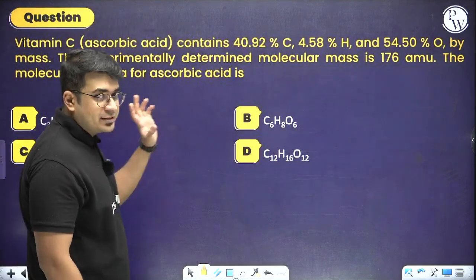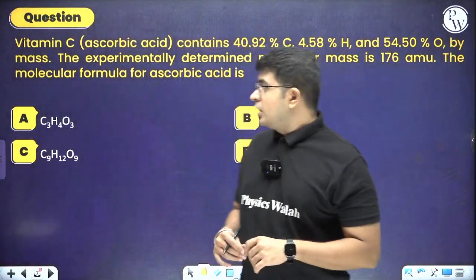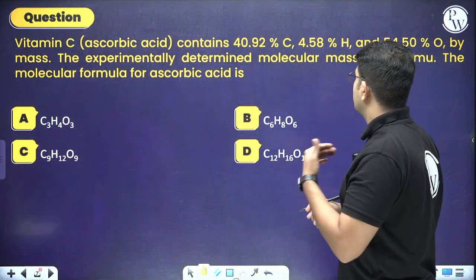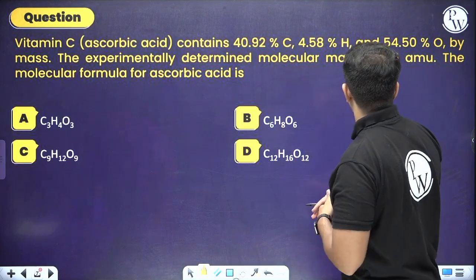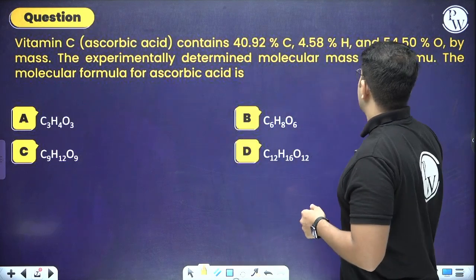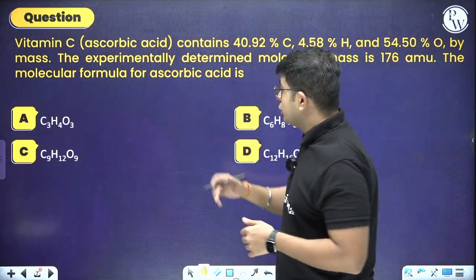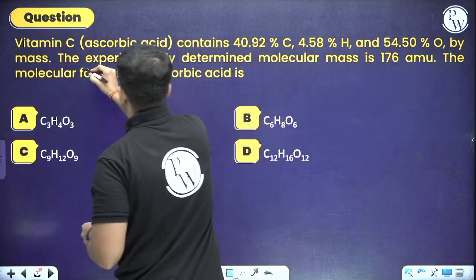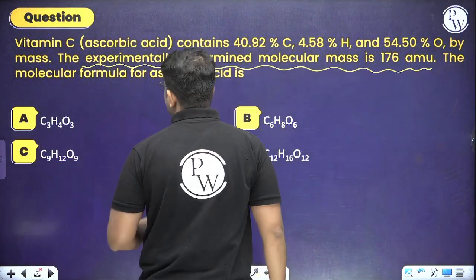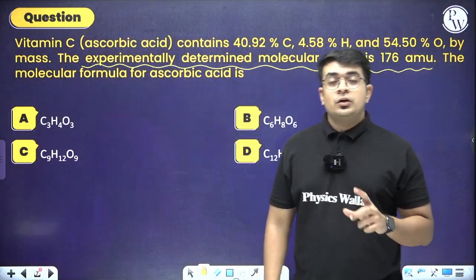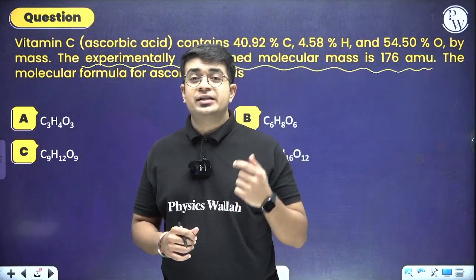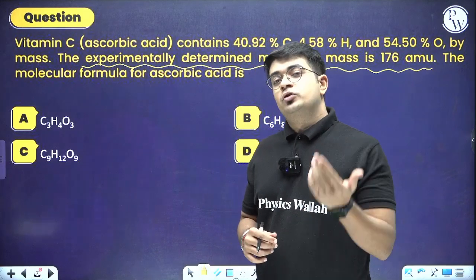Now, talking about the same question which we were discussing in the previous lecture. The question says vitamin C, which is ascorbic acid, contains 40.92% carbon, 4.58% hydrogen and 54.50% oxygen by mass. The experimentally determined molecular mass is 176 AMU. I told you this information will always be given to you, which is the molecular mass. Now you have to calculate the molecular formula. To calculate the molecular formula, first of all you have to calculate its empirical formula as well as the empirical formula mass. Then only you can proceed to the next part.